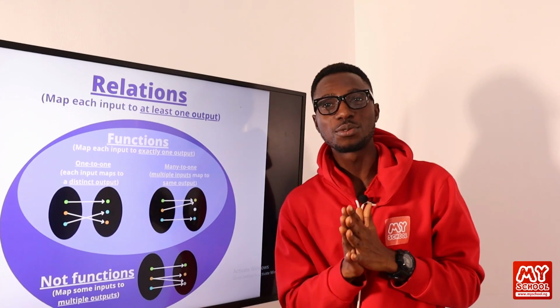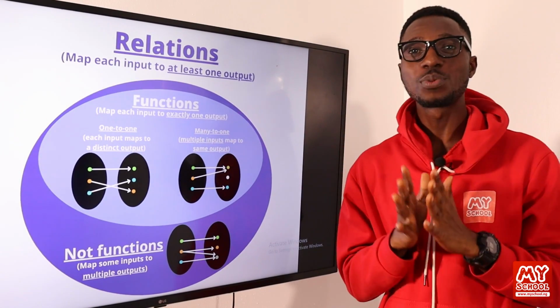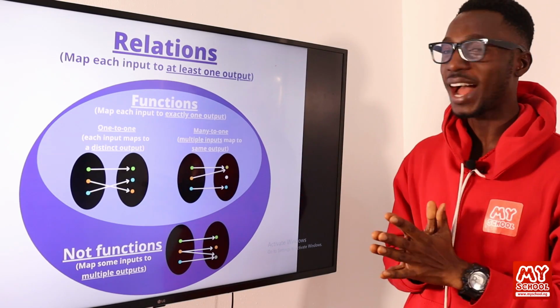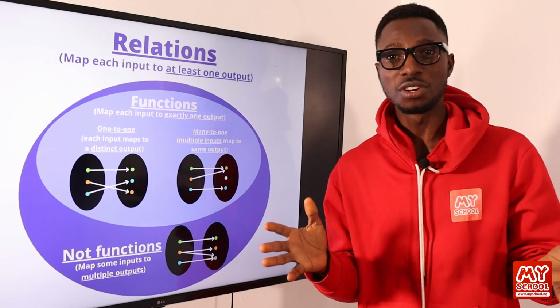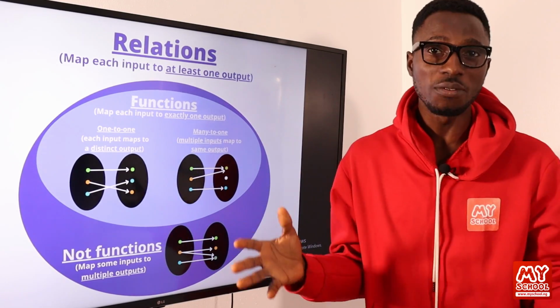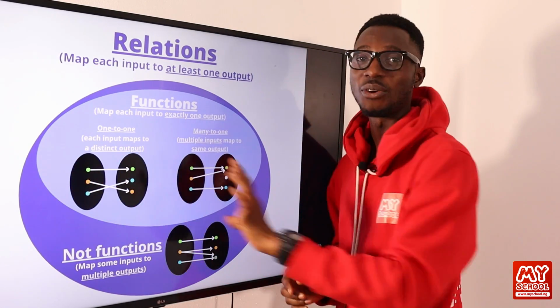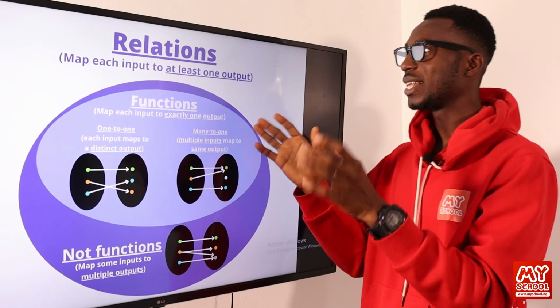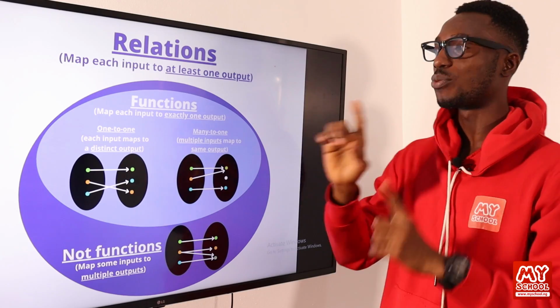Right there, we are going to learn the topic relations. Under relations, we have function. So at first, you may ask, what are relations? This is simply a connection. Relations involve connection or interaction between two sets of values, or you are looking at interaction between a domain and a co-domain. Basically, we have relations, where we map each input to at least one output.